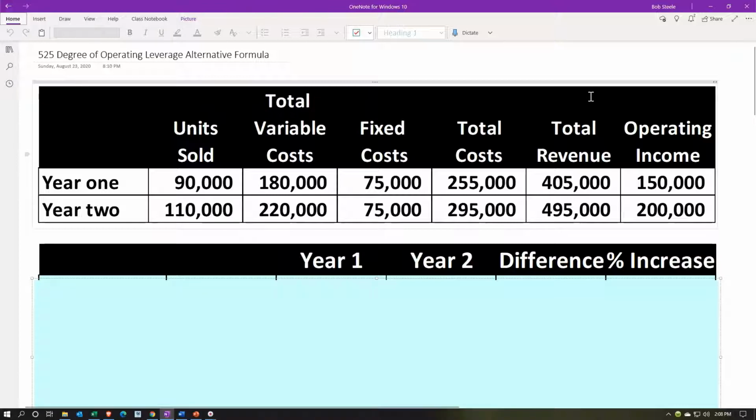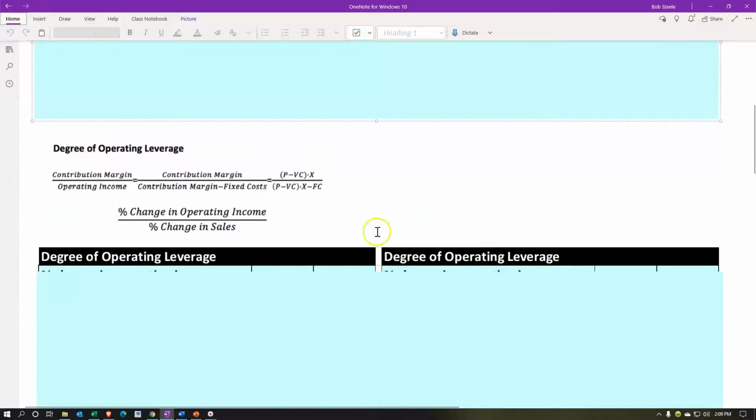We're going to do the alternative method, which is going to be the percent change in operating income divided by the percent change in sales. Then we'll do a slight adjustment to that where we'll have the percent change in the units sold, and we'll compare that to the original calculation we have been using in the past. So here's the calculations down below.